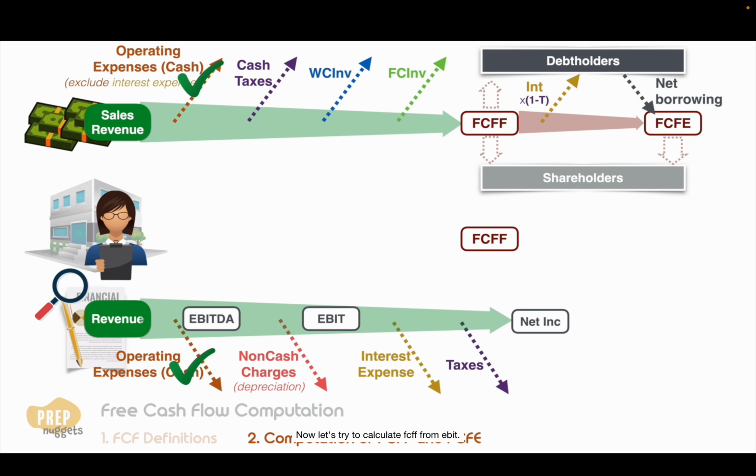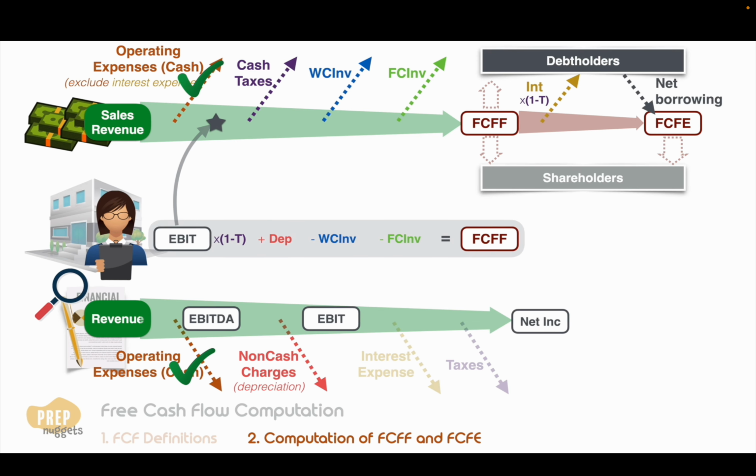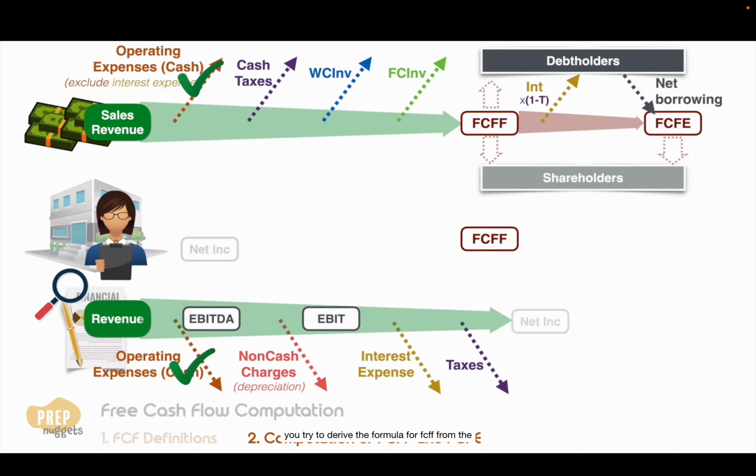Now, let's try to calculate FCFF from EBIT. Likewise, EBIT is before taxes, so we start from here. As with EBITDA, we should deduct taxes, so this term handles that. However, since EBIT is after depreciation, which is a non-cash expense, we should add it back. And likewise, accounting for working capital investments and fixed capital investments, we get FCFF. By now, you should know how this goes, so why don't you try to derive the formula for FCFF from the net income before we reveal it?